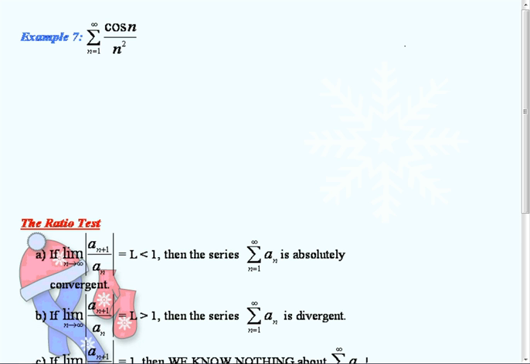Okay, you guys, try the cosine of n over n squared. Let's list out some terms. There's 2 pieces there. It's example 7. You're going to want a big piece of paper anyway for the ratio test. Well, let's write this out. It's the cosine of 1 over 1 squared plus the cosine of 2 over 4 plus the cosine of 3 over 9.